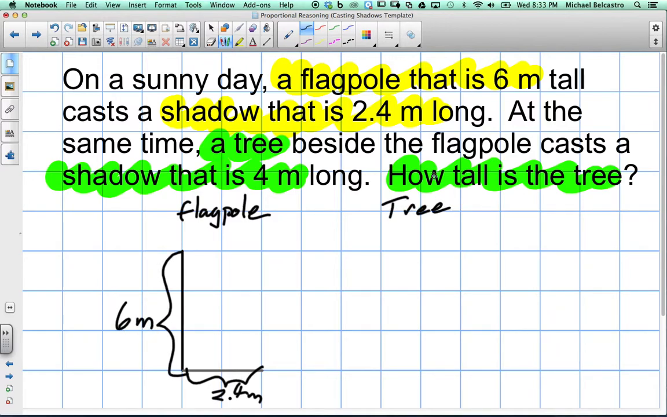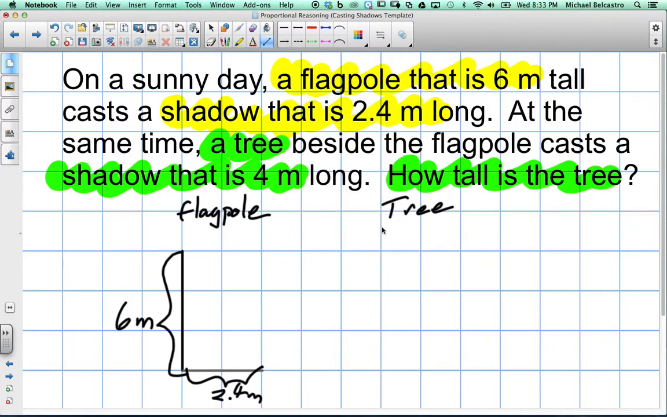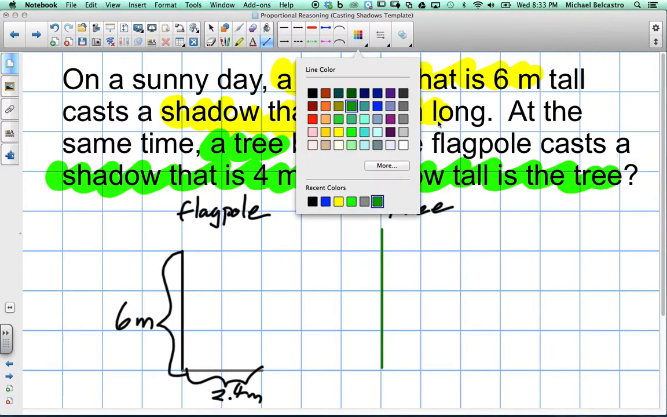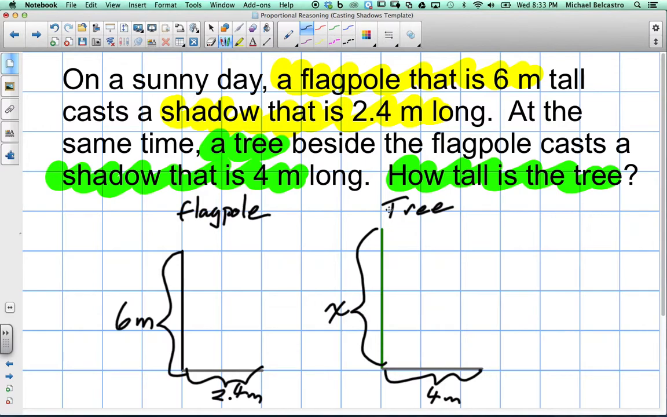We'll also represent the tree. We'll use another line for that. This time we'll do it in green. And the tree will be a little taller. I can tell this because I know the shadow of the tree from our information was a little longer. It was 4 meters, which would, by deduction, mean that all other things being the same, the tree's height, which is still unknown, we'll use x to represent it, is probably higher than the flagpole.